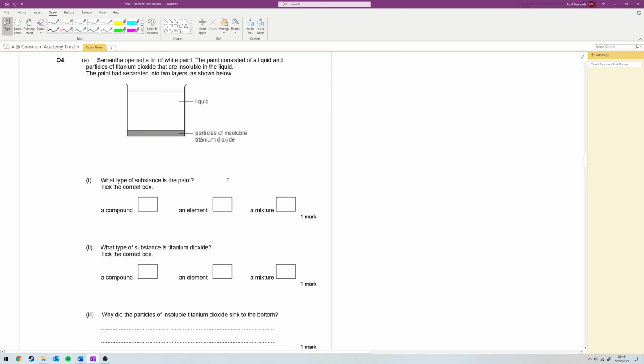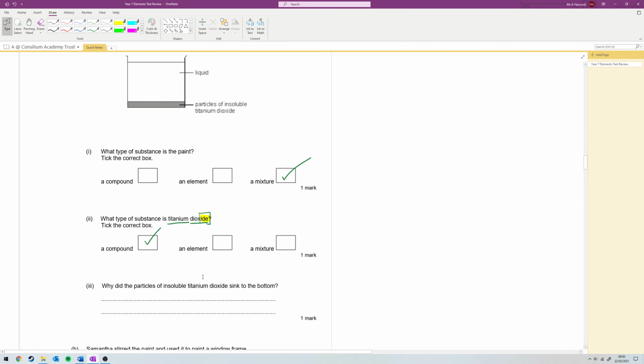Okay, question 4. Samantha opened a tin of white paint. What type of substance is the paint? Well, because you can see that these two layers have separated, this substance must be a mixture, right? What type of substance is titanium dioxide? Right, because this ending here, that "ide" ending, tells you that this is a compound, right? If it was titanium oxygen, that would just be a mixture. But because it's titanium oxide, we know that it's a compound.